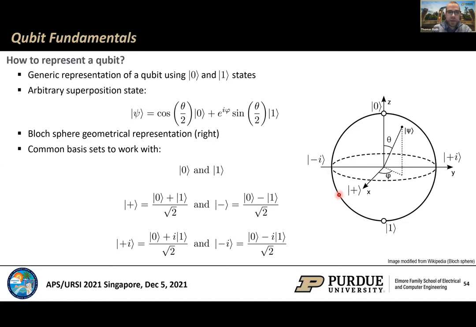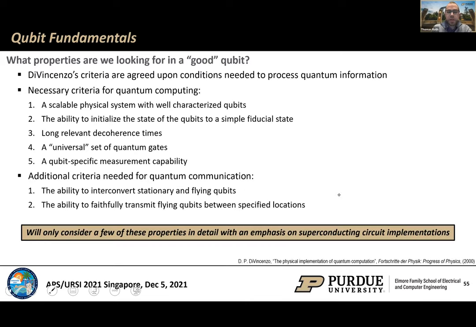Okay, so that's kind of our general representation of a qubit. So what we want to look at now is, at a high level, what properties do we need from a qubit for it to be, quote unquote, good? Typically the agreed upon conditions are known as DiVincenzo's criteria. This is something that a physicist proposed as the necessary things that we need to be able to do both quantum computing and quantum communication.